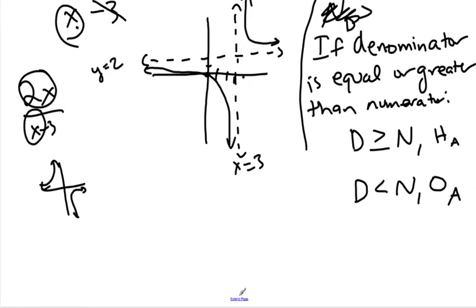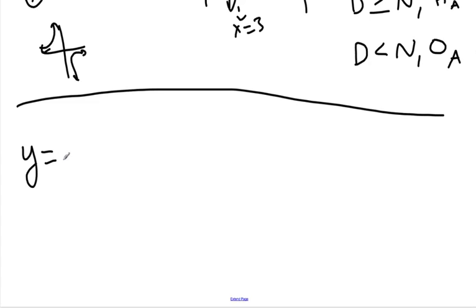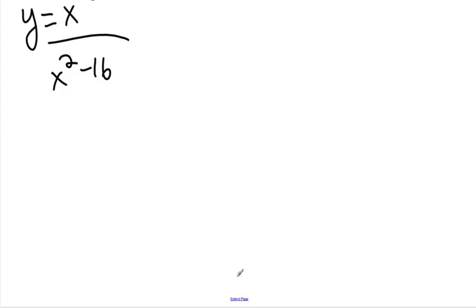Let's graph another example. Each of these examples, by the way, is going to be different, and there's a reason for all of them. Now, y equals x squared over x squared minus 16. And we have to graph this.